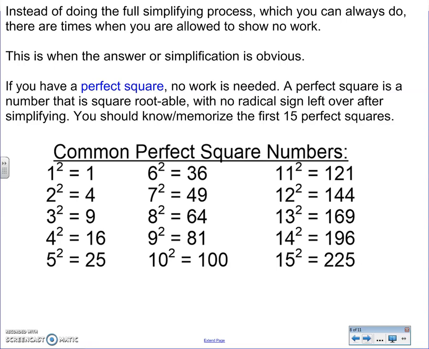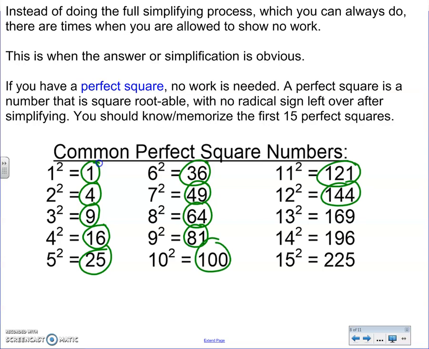1 squared equals 1. So 1 is a perfect square. You can square root 1. Square root of 1 is 1. 4 is a perfect square because you can square root 4. Square root of 4 is 2 because 2 squared is 4. 9 is a perfect square. Square root of 9 is 3. 3 squared. 16 is a perfect square. Square root of 16 is 4. 25 is a perfect square. 36, 49, 64, 81, 100, 121, 144, 169, 196, 225. If you see one of those numbers, you can just square root it.